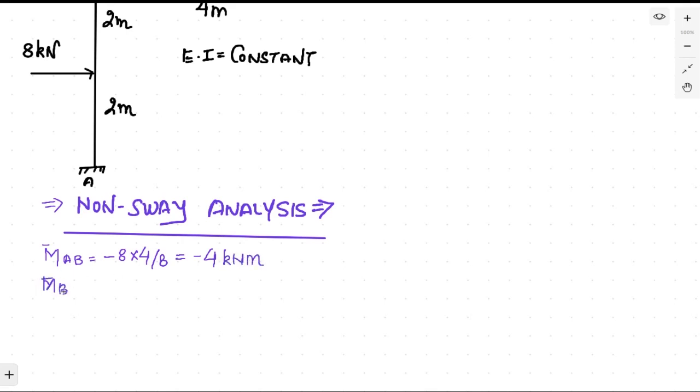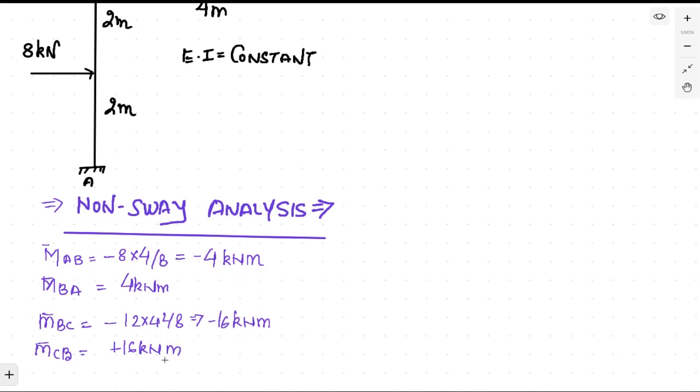Similarly, M bar BA is equal to 4 kilonewton meter. सबसे पहले फिक्स्ड मोमेंट से निकालने होते हैं आपको. उसके बाद M bar BC is equal to minus WL² upon 8, WL² divided by 8, this is equal to minus 16 kilonewton meter. Similarly, you will calculate M bar CB, this is equal to plus 16 kilonewton meter. फिक्स्ड मोमेंट्स निकाल लिए हैं.